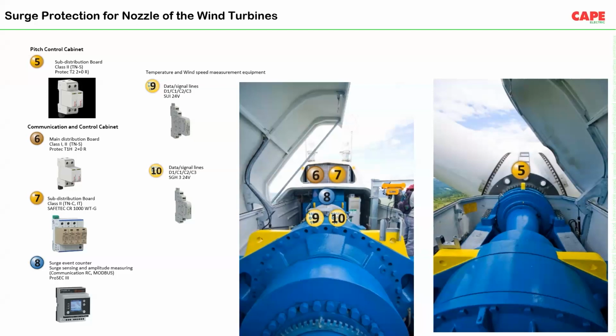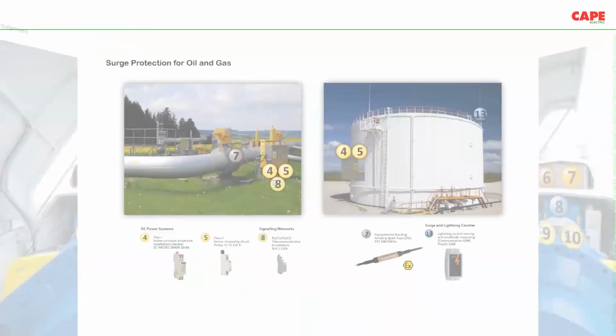Again, there will be some transmission or data signaling happening about the temperature and wind speed measurement. And this temperature and wind speed measurement data is transmitted through RS-485 or other modes of communication. For that, we need to use a communication SPD.